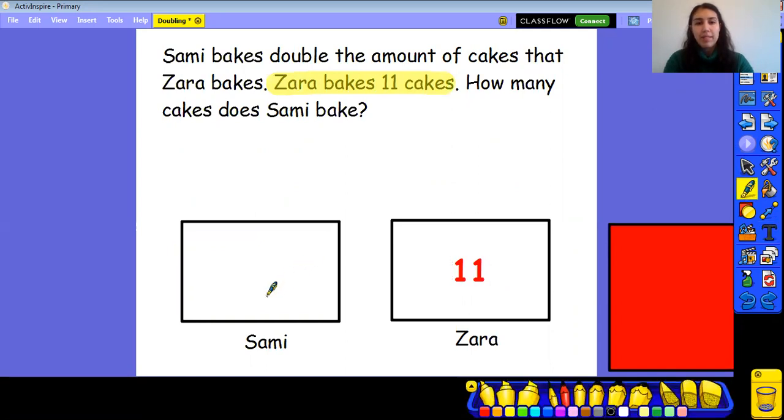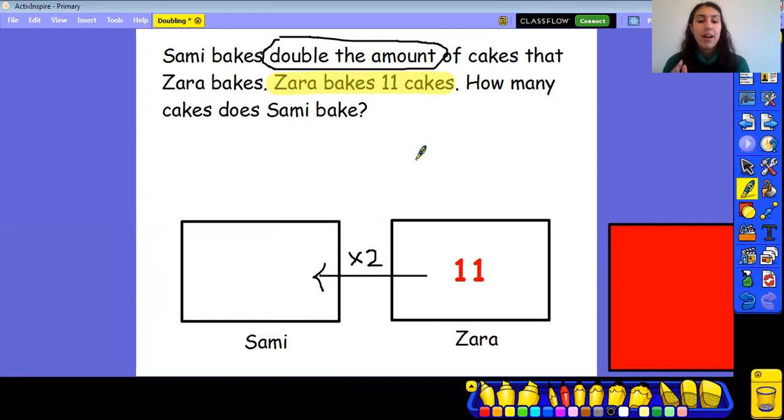Now, what do we know about Sammy? We know that Sammy bakes double the amount of cakes that Zara bakes. So whatever Zara bakes, Sammy bakes double that. So that either means he bakes 11, add another 11, or what we can do is just say that he bakes twice as many. Double that just means timesing that by 2. Now I can't count in my 11s yet, so I'm going to count in my 2s 11 times for the answer. 2, 4, 6, 8, 10, 12, 14, 16, 18, 20, 22.